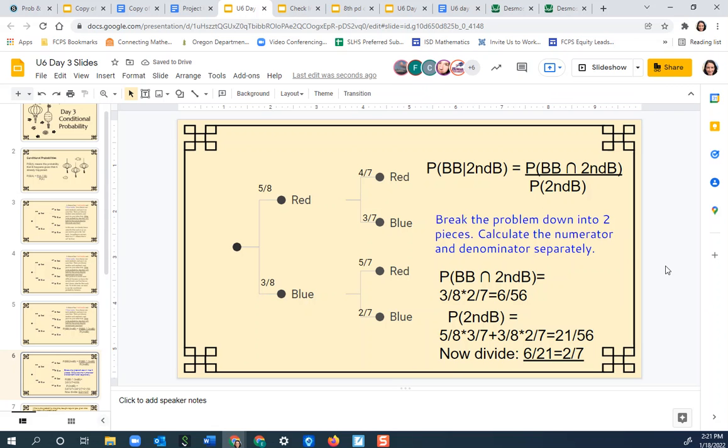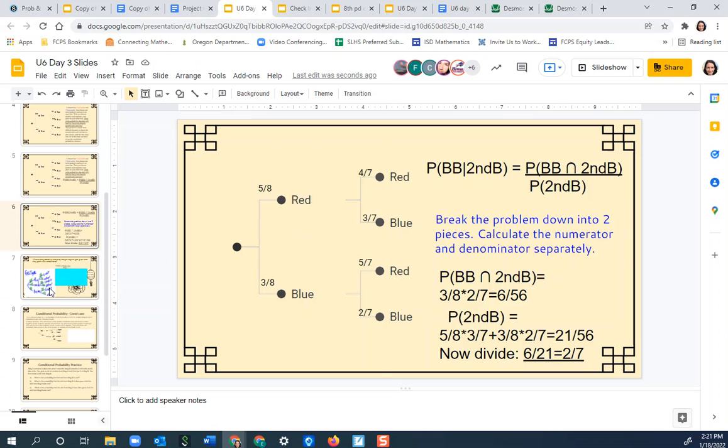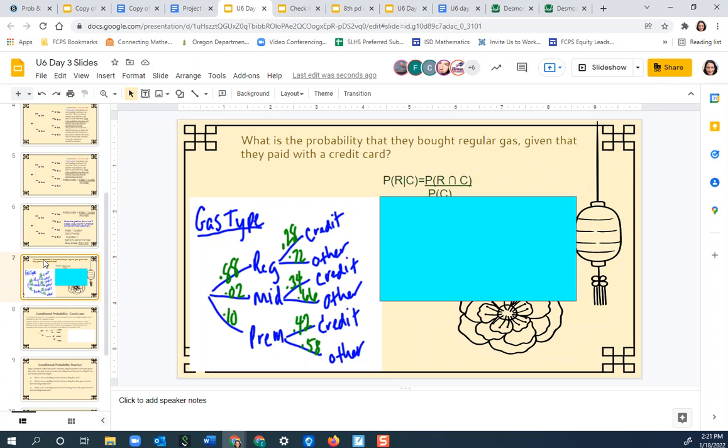All right, so the first example is not my favorite example because of the way that numerator is kind of confusing. But we have a couple more examples to look at. You'll notice that the tree diagrams are the same tree diagrams from last class, but we're asking different questions this time. All right, what is the probability that they bought regular gas given that they paid with a credit card?